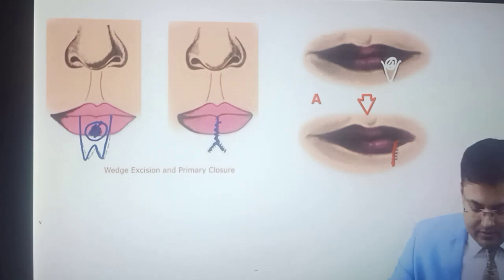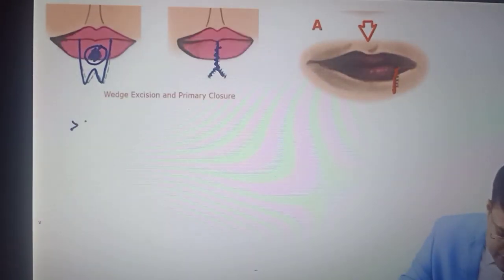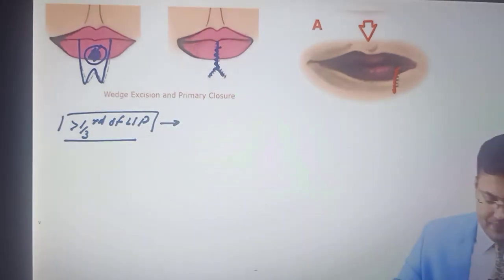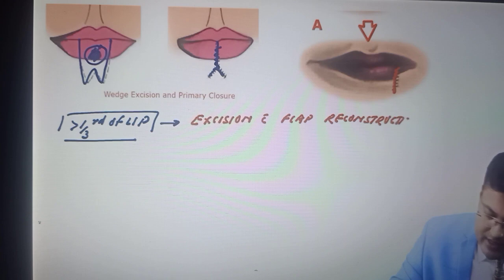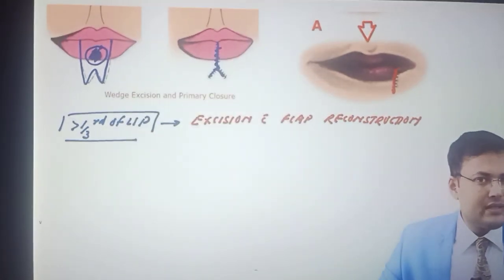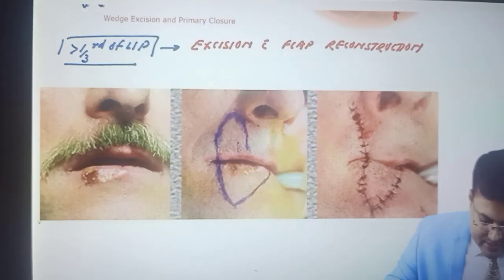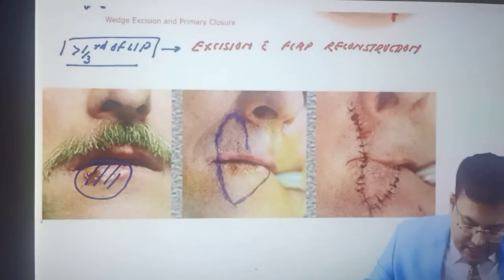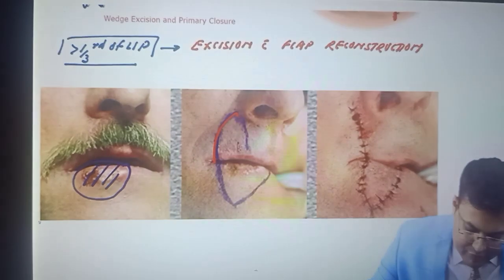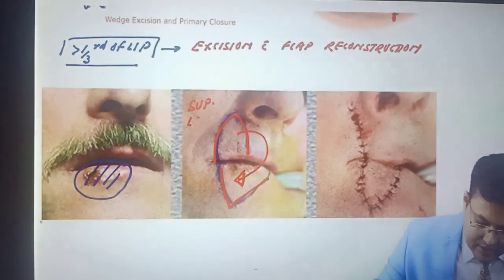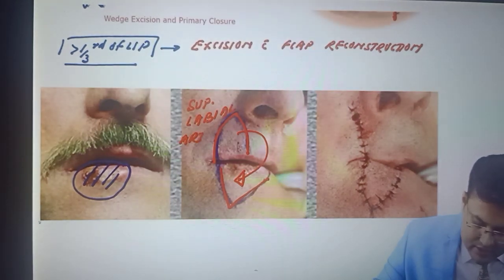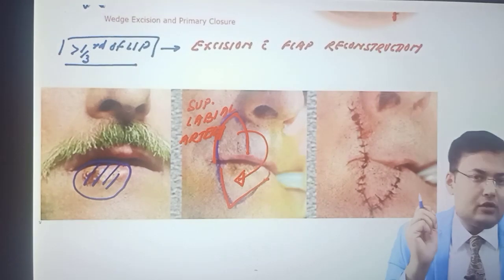Now see the second situation. Whenever more than 1/3 of the lip is involved, we go for excision with flap reconstruction. Generally, the most commonly used flap is the Abbé-Estlander flap. In this patient, you can see the malignancy involving more than 1/3 of the lip. We are taking a flap from the upper lip. This part is excised, and this part is used for reconstruction. It is based on the superior labial artery.